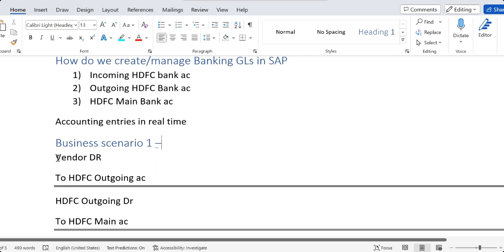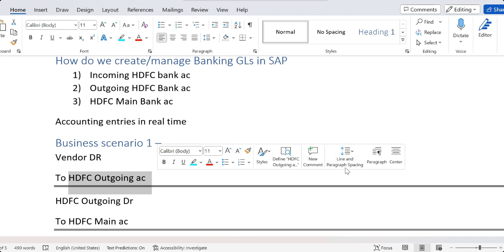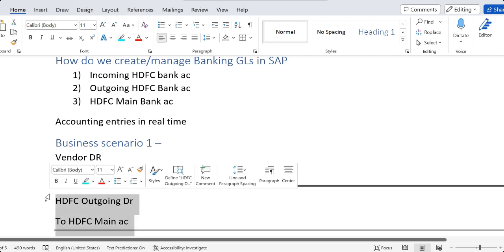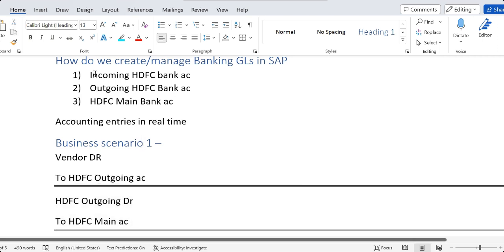Because see here, when we have given a check to the vendor, we have booked it in the outgoing account. When we receive the statement and we get to know that this check has been cleared, then we have transferred this outgoing to the main account. See here, right? In a similar way, it happens for a customer.